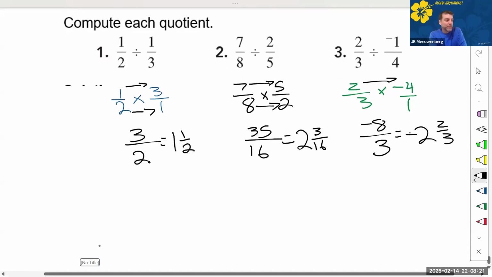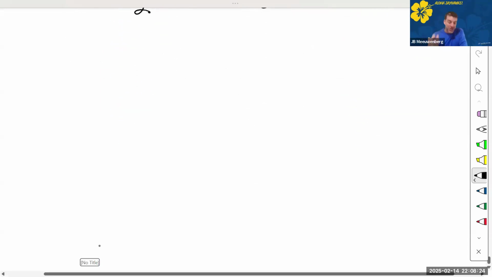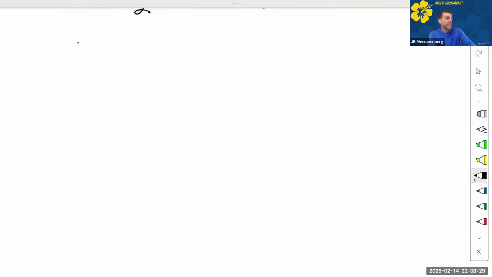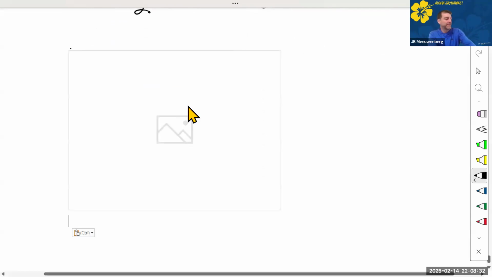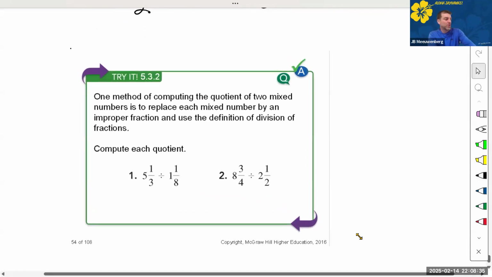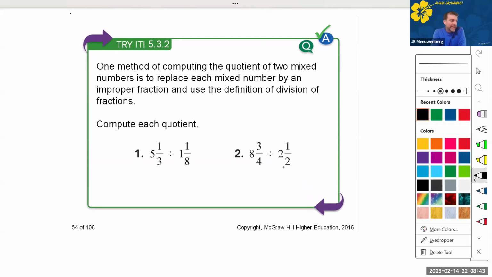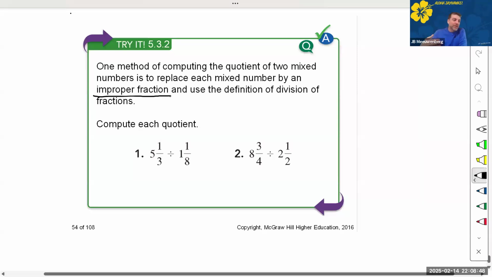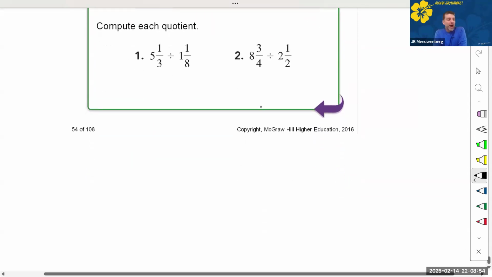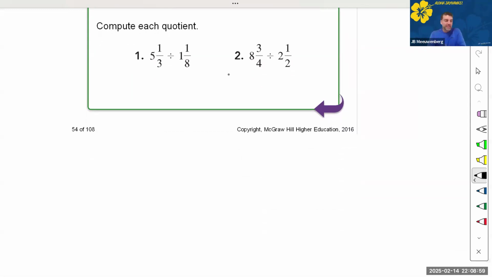Now, the last thing we'll do is just examine mixed numbers as well. And so here is, I'm going to paste this entire slide so you can read this as well. There are multiple ways to do this, but one method of computing the quotient of 2 mixed numbers, like we see here and here, is to replace them with improper fractions. So we change them to improper fractions and then use that definition that we just talked about. So why don't you try both of those? Convert these to improper fractions, then do the process of division.